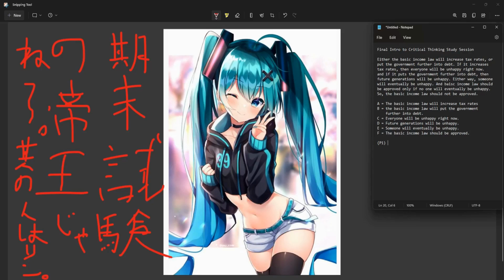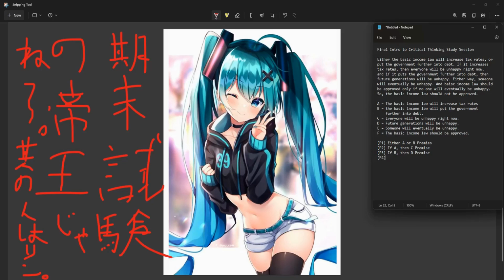Premise 1 will be either A or B, and that's our premise. Premise 2 will be if A, then C. So in other words, if the basic income law will increase tax rates, then everyone will be unhappy right now, which is true. Premise. P3 will be if B, then D. It's a premise. If the basic income law will put the government further into debt, then future generations will be unhappy. So that's how that is read when you're doing it out loud.